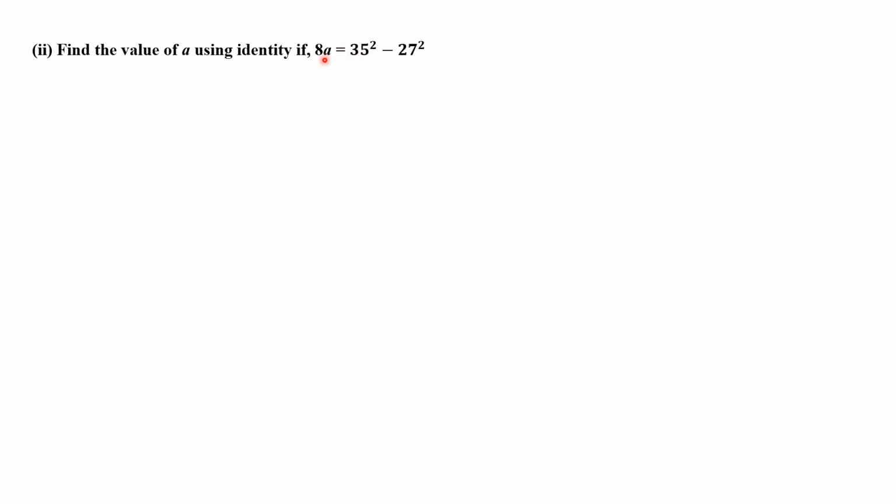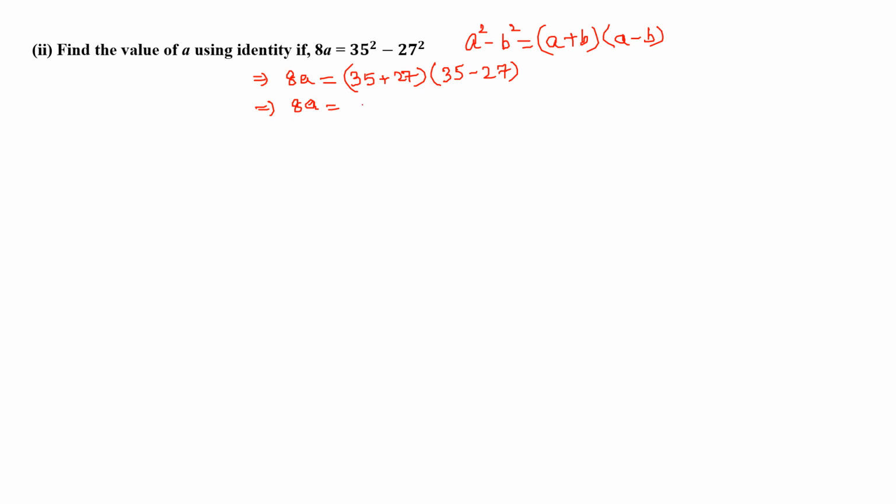Here, if you see the RHS part, it is in the form of A square minus B square. And for A square minus B square, the identity is (A plus B) into (A minus B), right? So now I'm going to write it as 8A equal to (35 plus 27) and then (35 minus 27). So 8A is equal to 35 plus 27 will give me 62 and 35 minus 27 will give me 8.